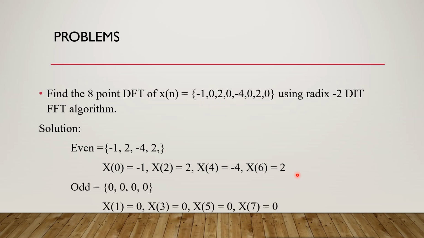Then the odd samples. Odd samples are all 0, 0, 0, 0. x of 1 equals 0, x of 3 equals 0, x of 5 is equal to 0 and x of 7 equals 0. Okay, this is my x of n value. From this I have separated all even samples together and all the odd samples together.